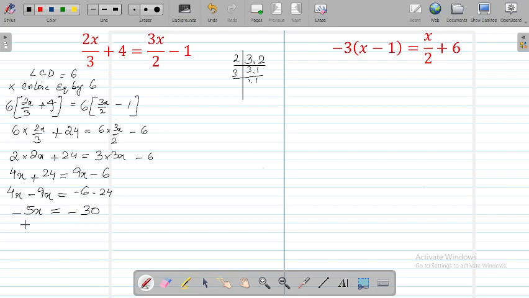Okay, so what happens if we divide this expression by 5?